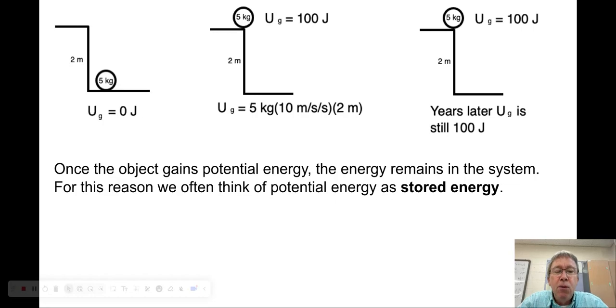Now, an important way of thinking of potential energy: we think of it as stored energy. All right, so think about this. Here's this boulder laying on the ground. It has no potential energy relative to the ground. Now I do the work to lift it up 2 meters. Okay, so I'm going to do 50 times G times 2. It now has 100 joules of potential energy.